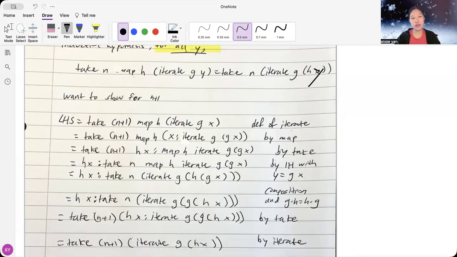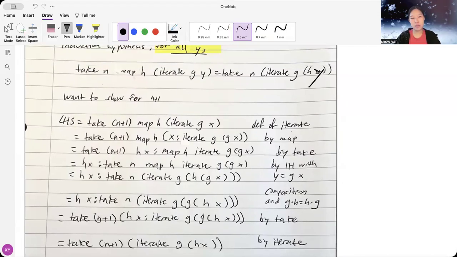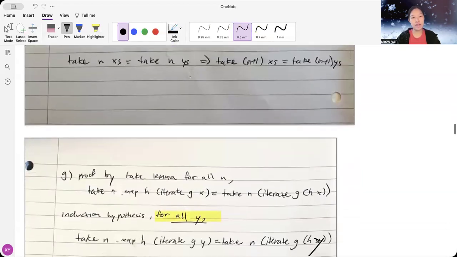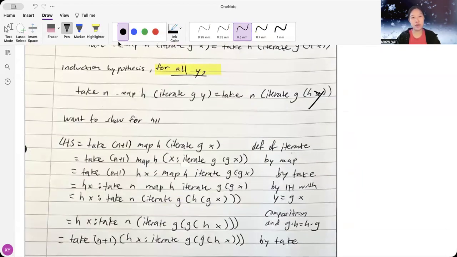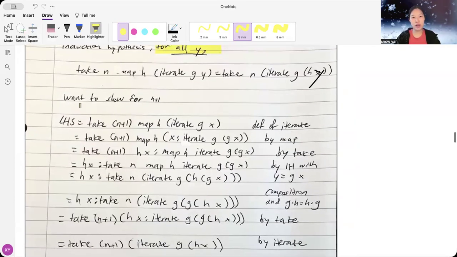So we want to show that it's true for n plus 1. On the left-hand side, because we already have the base case from part F, basically we don't need to show the base case for 0 because it's true by default. Then we're just left with the inductive step, right? So we're going to start with the left-hand side.